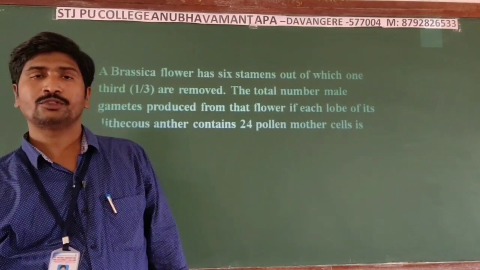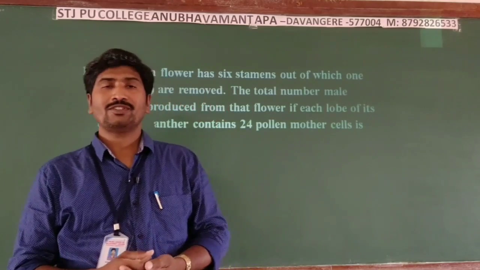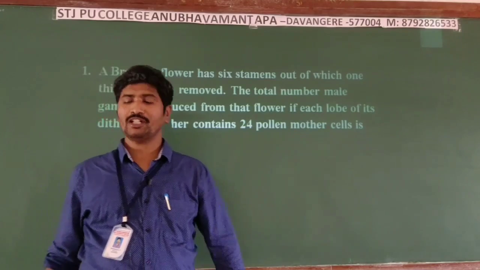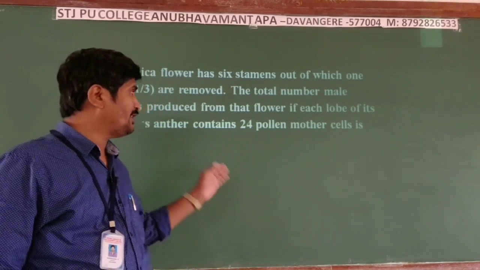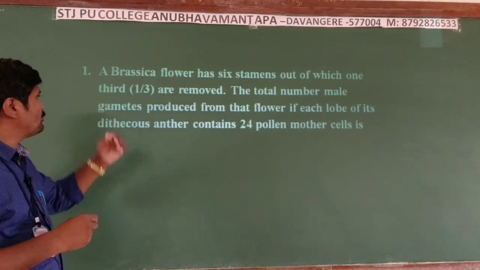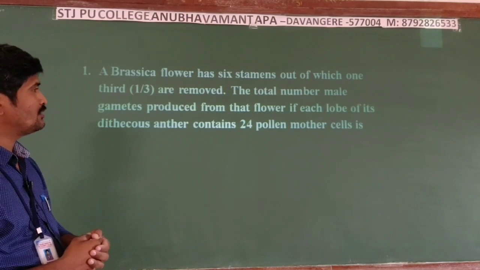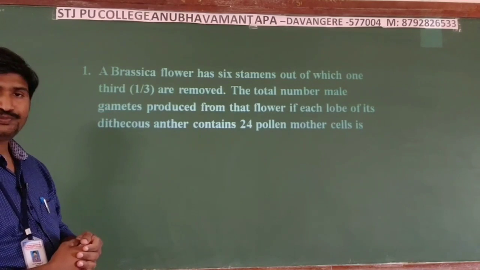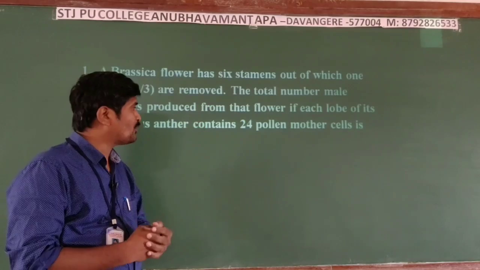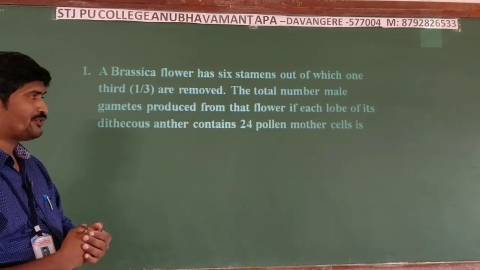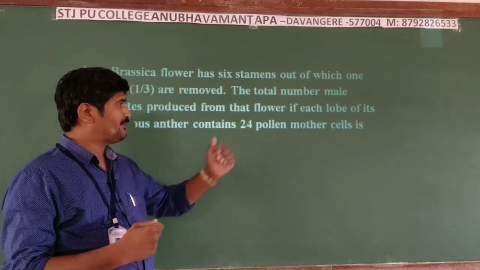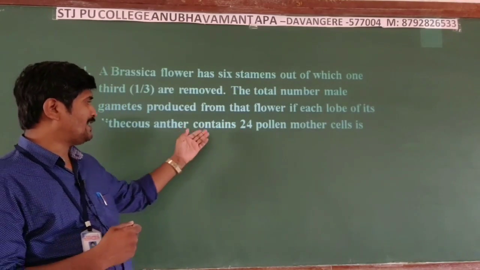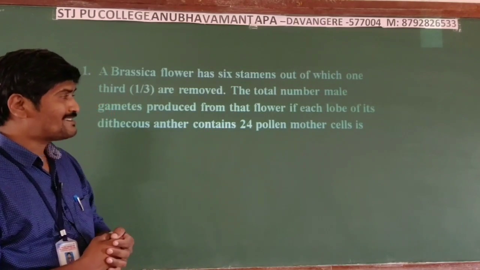Good morning, students. Today I am going to explain some important NEET numerical based questions from the sexual reproduction in flowering plants. See here, first question. A brassica flower has 6 stamens, out of which 1/3 are removed. The total number of male gametes produced from that flower, if each lobe of its dithecous anther contains 24 pollen mother cells, is.